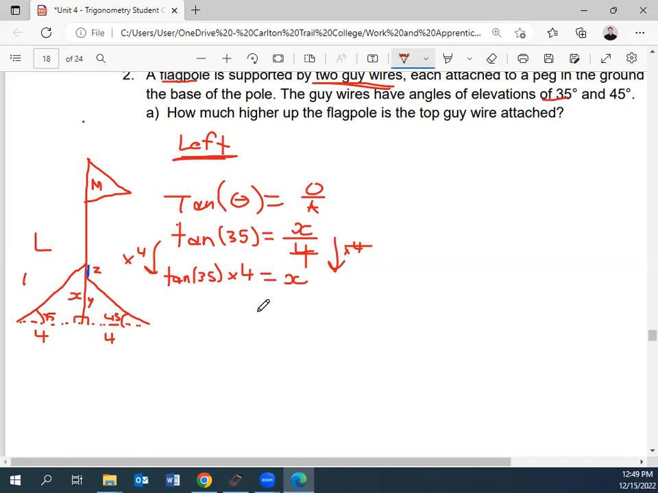And then I can just plug that into my calculator, can't I? Where's my calculator? I just realized I did my answer key wrong for that one. Times 4. Yeah, 2.8. So in this case, 2.8 is equal to X. And X is the length of one of the wires. It's the length of that left wire. So now I've done the left one. Let's do the right one.